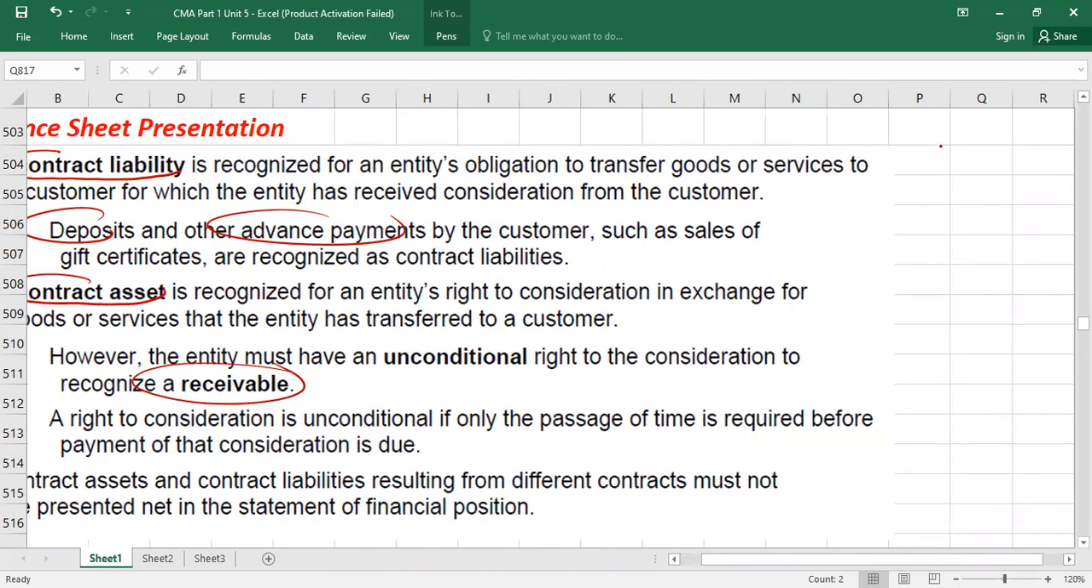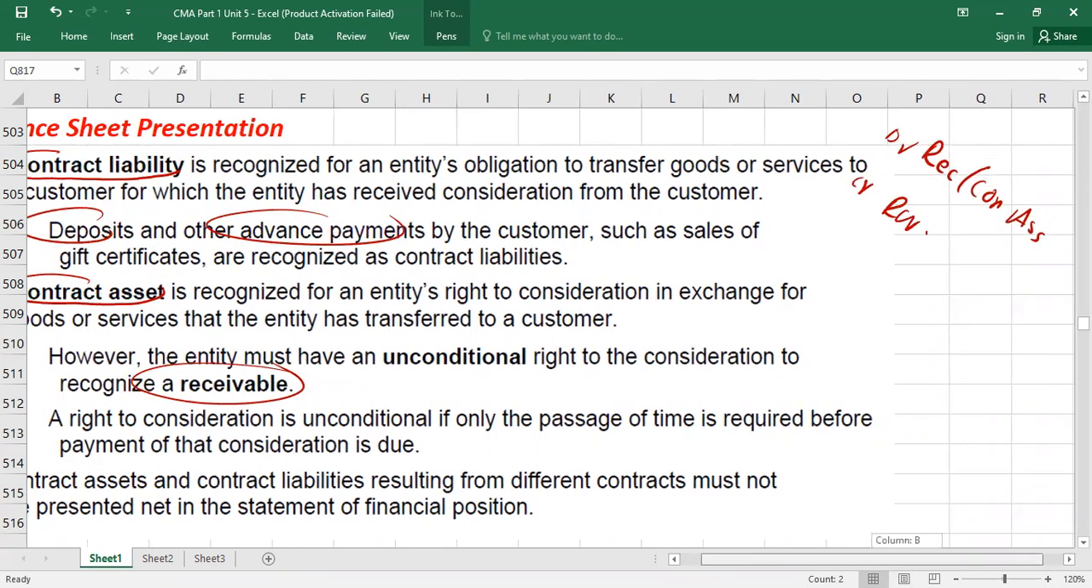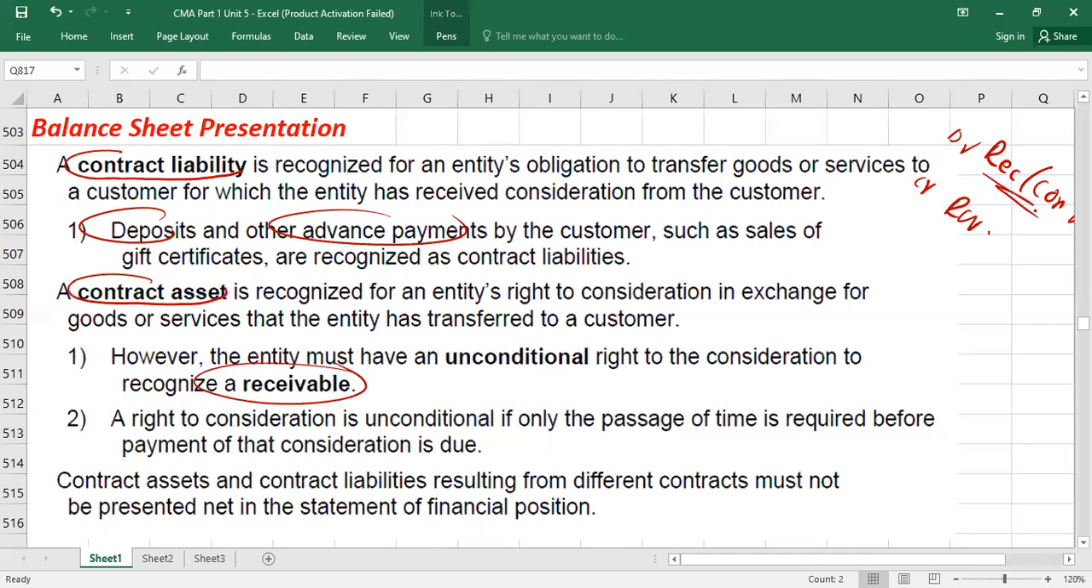Guys, mostly we pass this entry: debit receivables or contract asset, and credit what? Revenue. And this contract asset or receivable will arise in which scenario? Look at me. Let me explain. When will a receivable arise? When the seller has delivered the goods. It means the seller's performance obligation is satisfied.